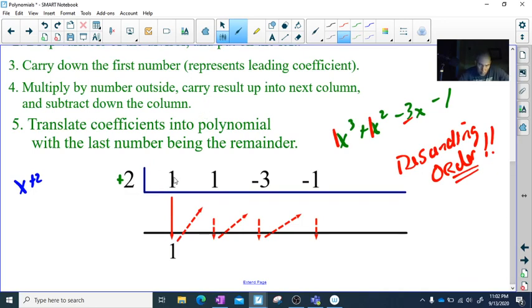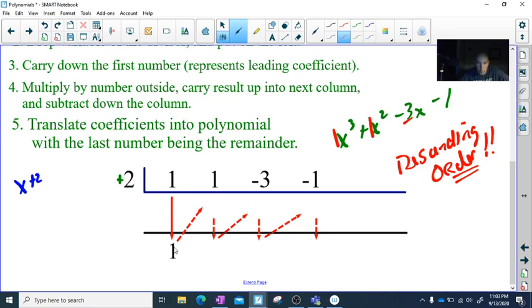Whatever this number is, you rewrite it down here. So if that was a 5, I'd put a 5 here. If that was a 2, I'd put a 2 here. If that was a 7, I'd put a 7 here. If it was a negative 4, I'd put a negative 4 here. You simply rewrite the first number. Then you multiply this number out in front by that number, and you put the answer up below this one.